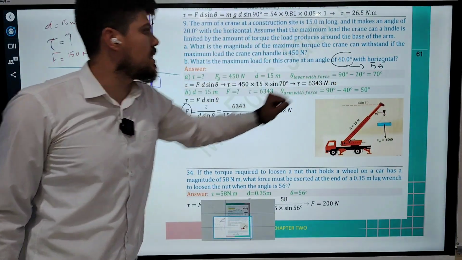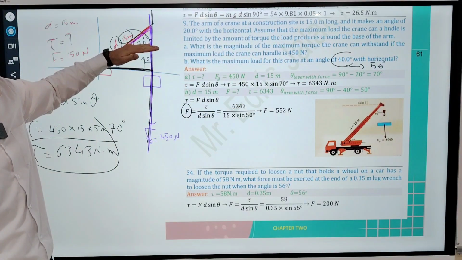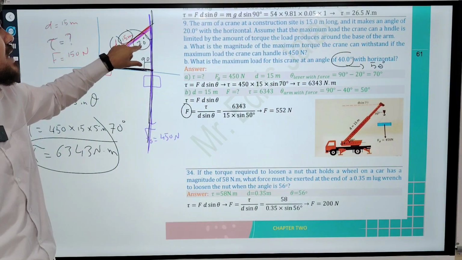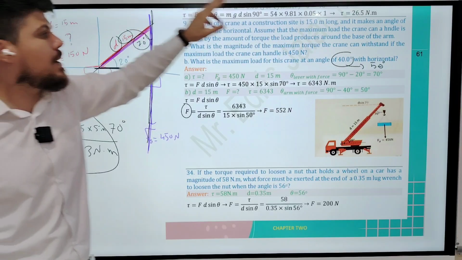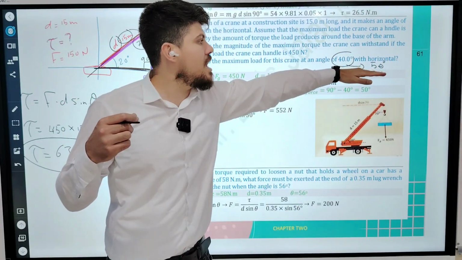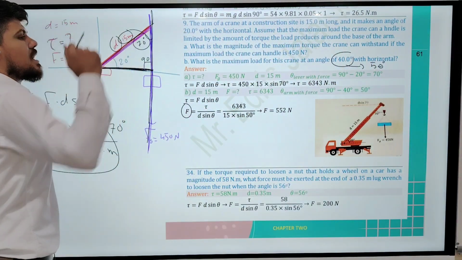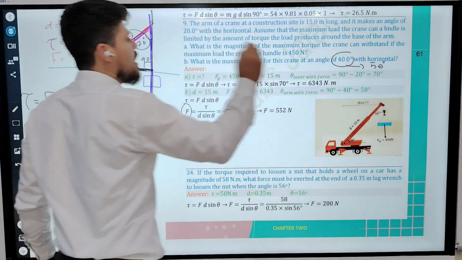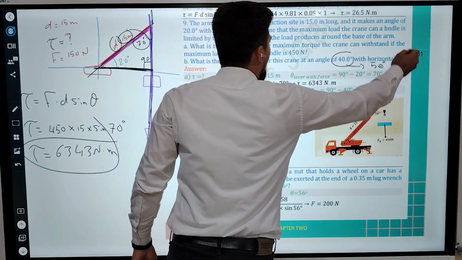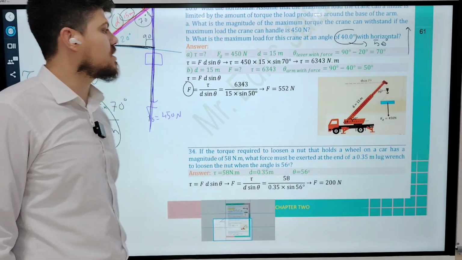Which one requires more force, 70 degrees or 50 degrees? Which one is closer to 90? The 70 degrees is closer to 90. So it means that this angle requires less force, but this angle requires more force. Why? Because sine 50 is less than sine 70. So that is why this angle requires more force.